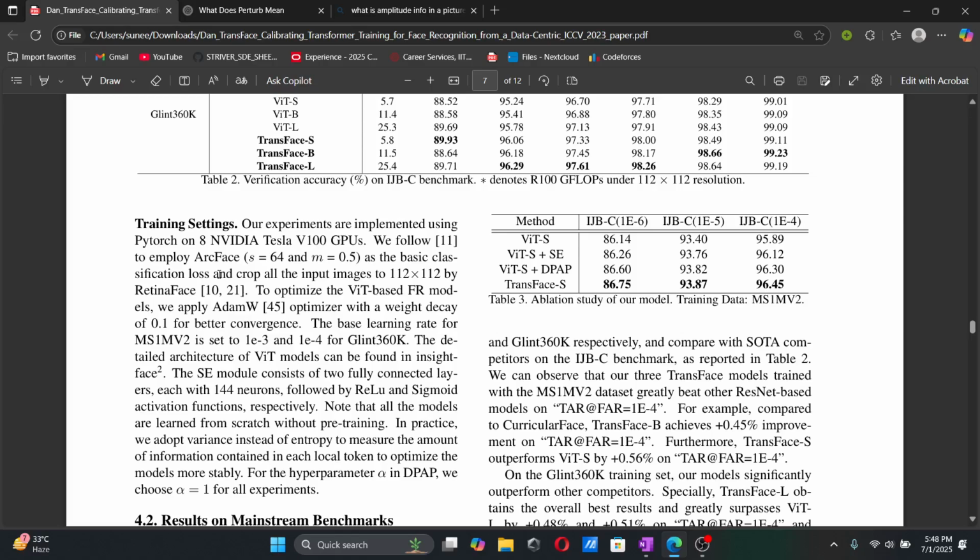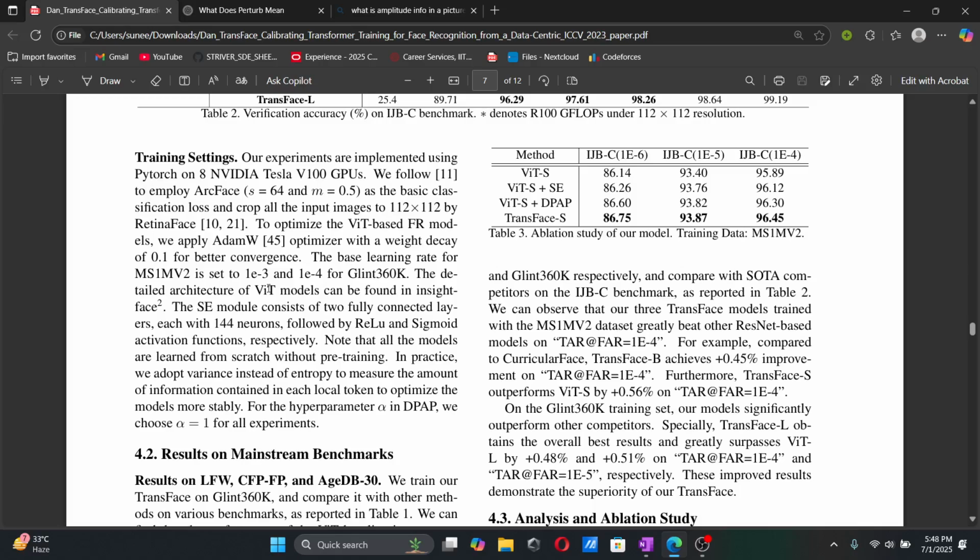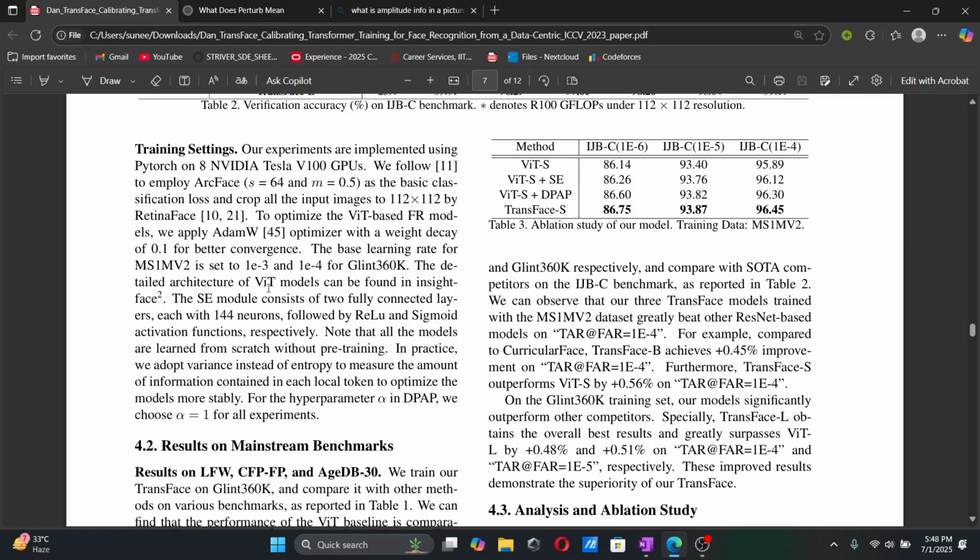To optimize the model, we apply the AdamW optimizer with a weight decay of 0.1 for better convergence. The base learning rate for MS1MV2 is set to 10 to the power of minus something, and for Glint360K as well. The detailed architecture of the models can be found in InsightFace.